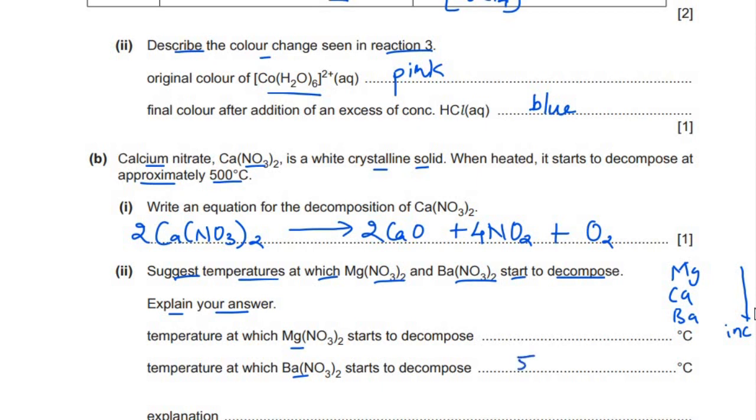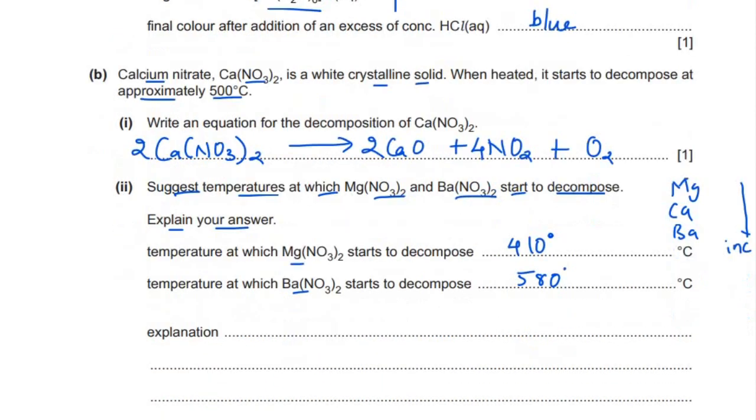I can write 580 degrees Celsius, and magnesium nitrate should be lower than 500, so I can write it approximately 400 or 410 degrees or anything related. So approximately 420 to 450 you can write. There is no other problem.